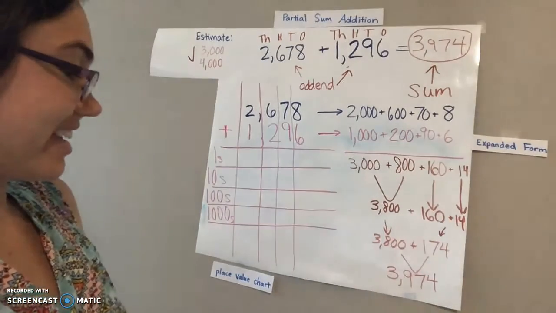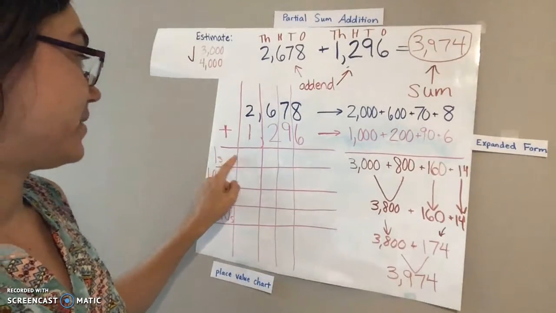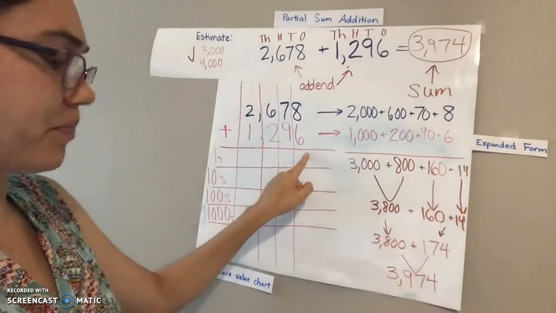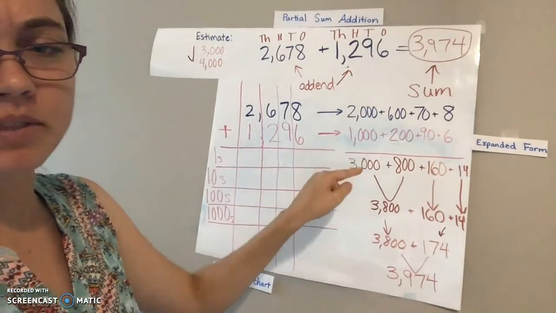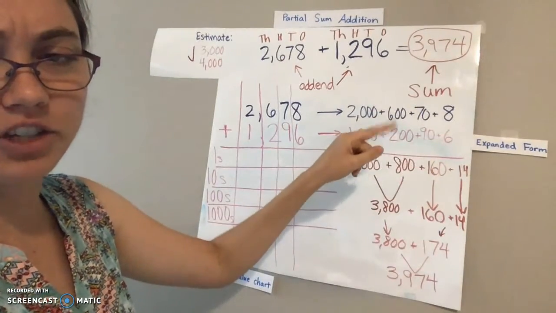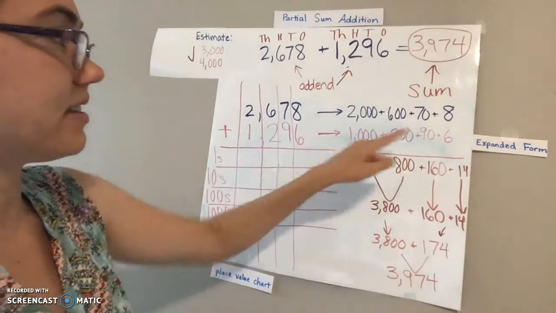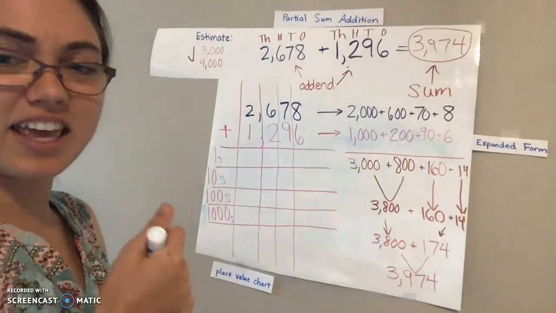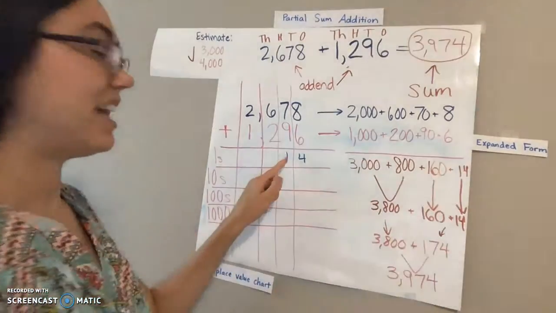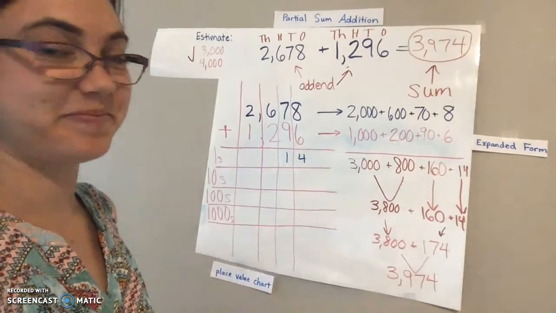So, I am taking a look at my ones first. We are going to add our ones up. So remember, when we used partial sums, we broke up our tens and our ones and our hundreds and our thousands. Well, what about our ones? 8 plus 6? 8 plus 6 is 14. It's very important that only one number goes in each box.